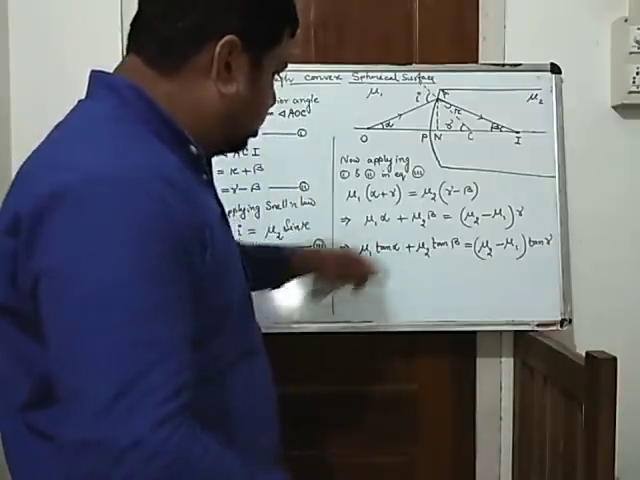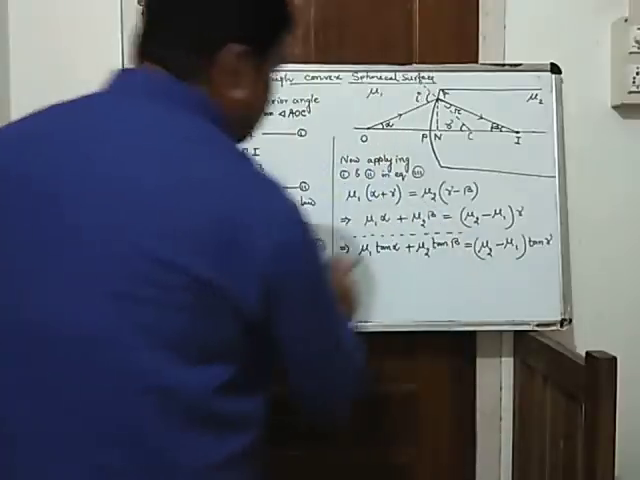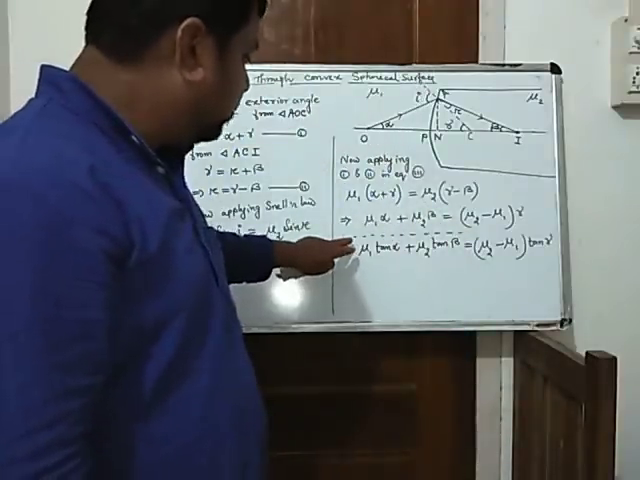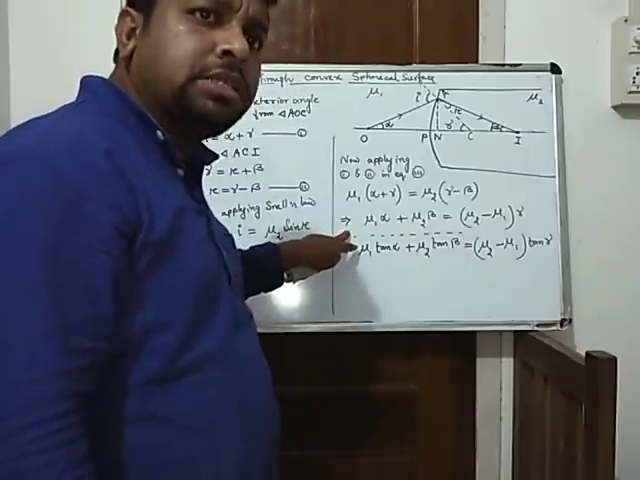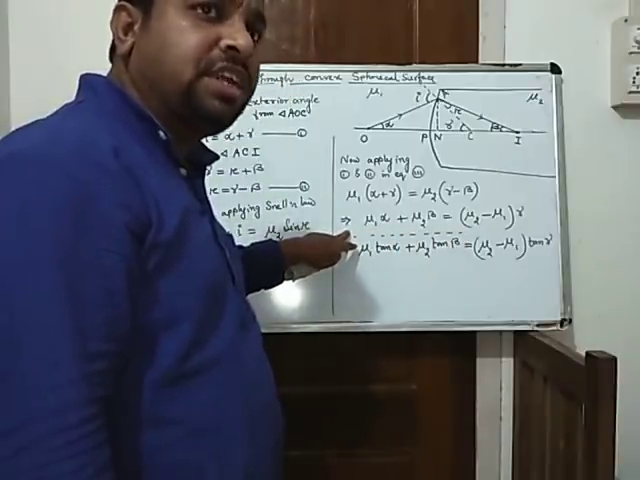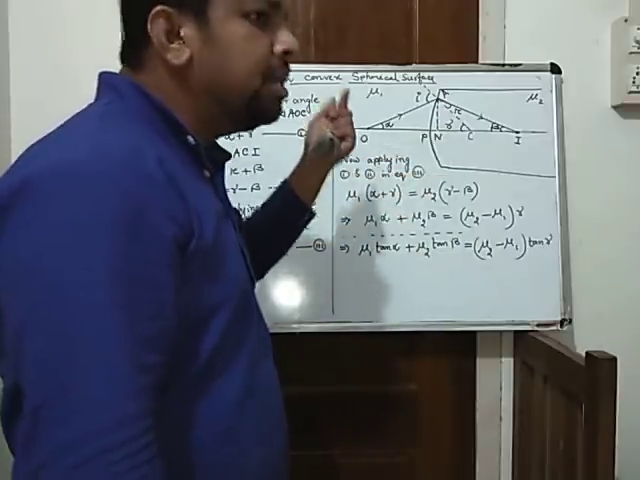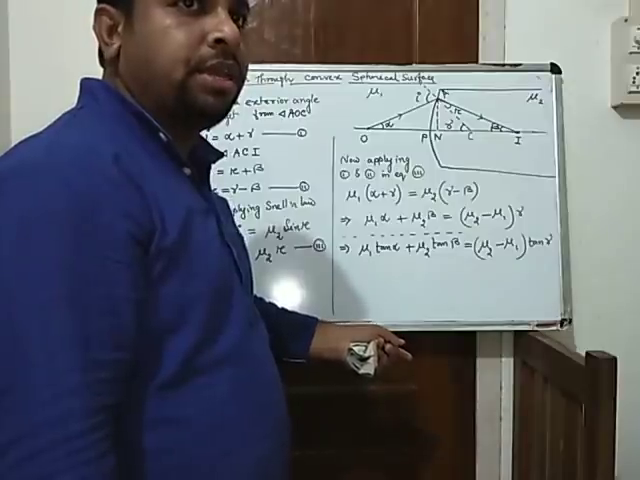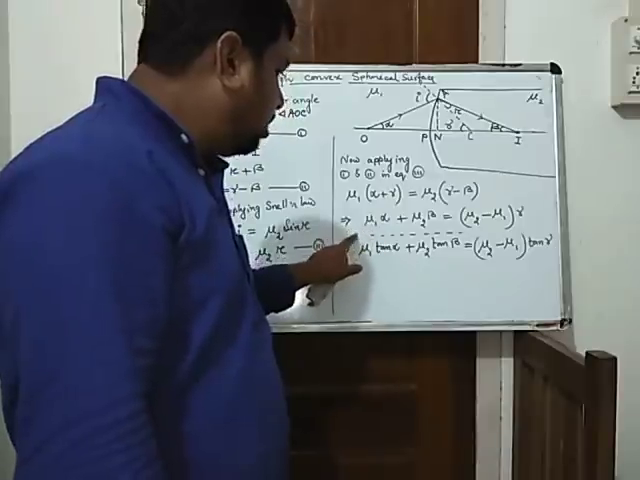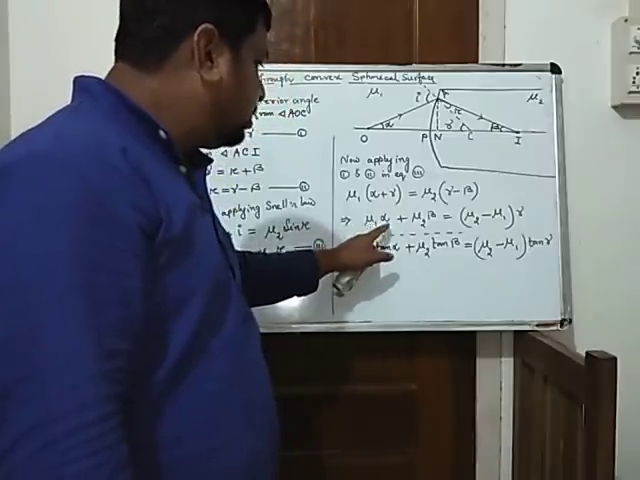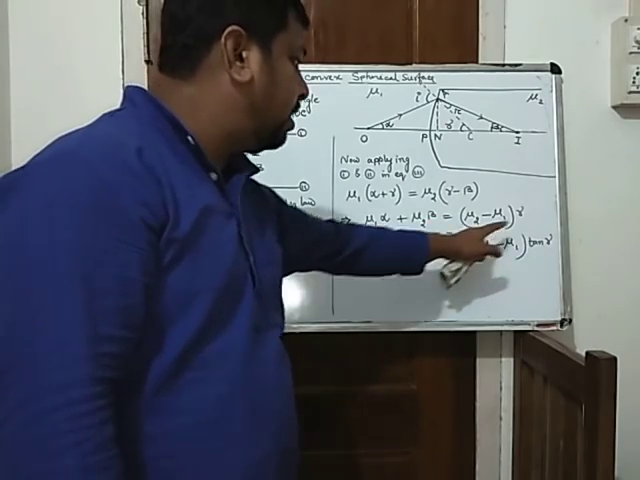Here you can write a sentence: the angle made by the incident ray and the refracted ray with the principal axis is very small. Here all the rays are present. Therefore, alpha tends to tan alpha, beta to tan beta, and like this.